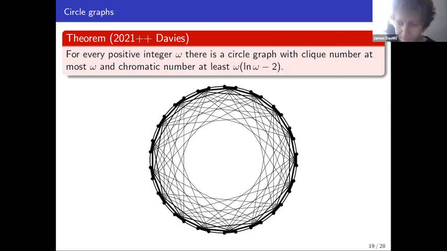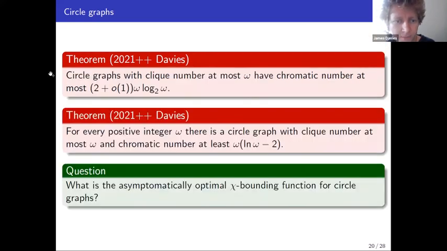Okay, but getting back to generalizations of circle graphs now. So for this problem with the asymptotically optimal chi-bounding function, I think there's kind of 4 natural candidates with these new bounds. And that kind of splits the problem up into 2 natural subproblems. So the first is, can you get rid of this factor of 2 and replace this with a 1 here? And the second is, can you replace this base 2 log with natural log? So progress on either of those 2, I think, would be interesting.